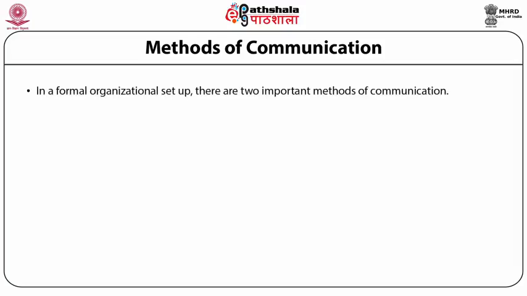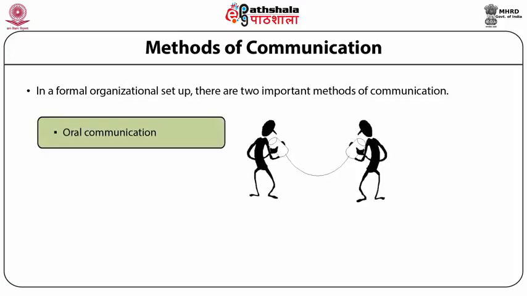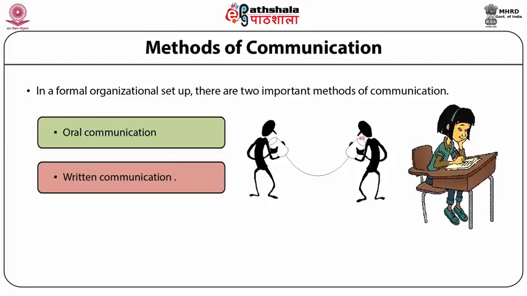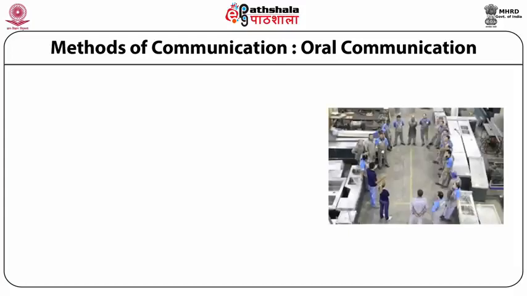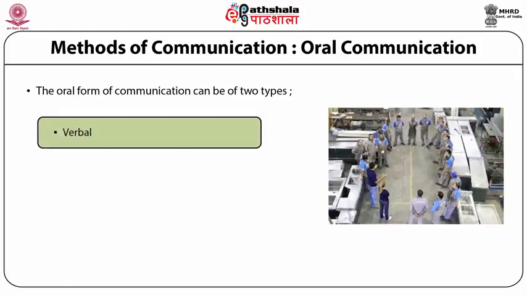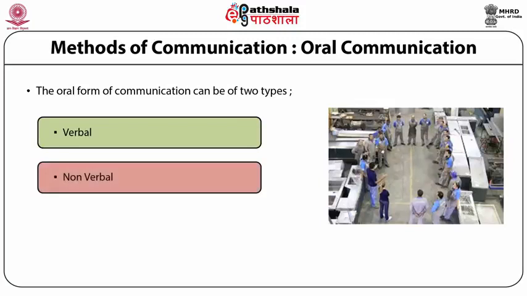Well, in a formal organizational setup, there are 2 important methods of communication. One is the oral communication, and the second is the written communication. Now, these 2 methods can be used simultaneously also to reach final decisions and strategies at times. The oral communication. The oral form of communication can be of 2 types. One is it could be verbal and second could be non-verbal.